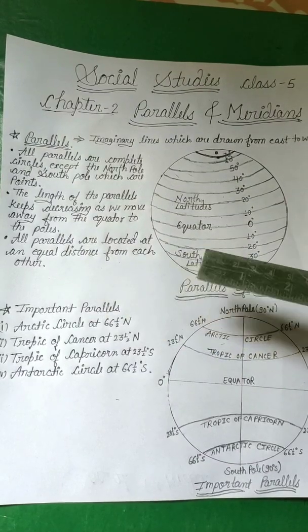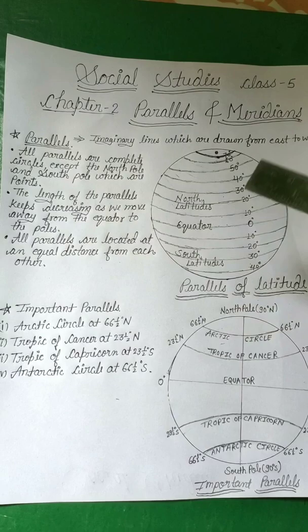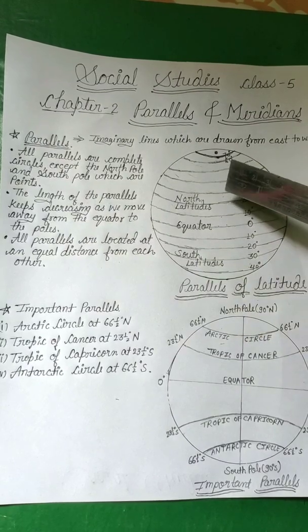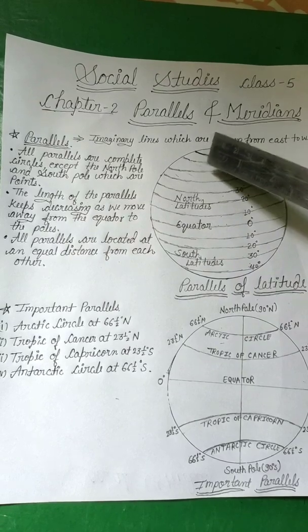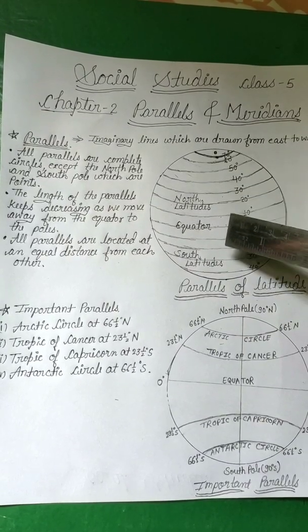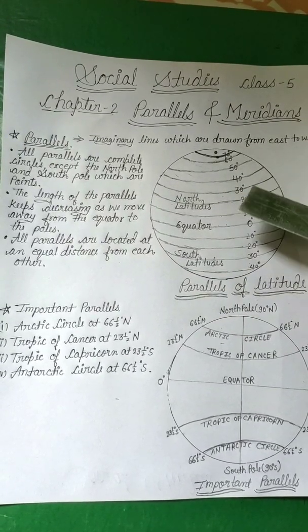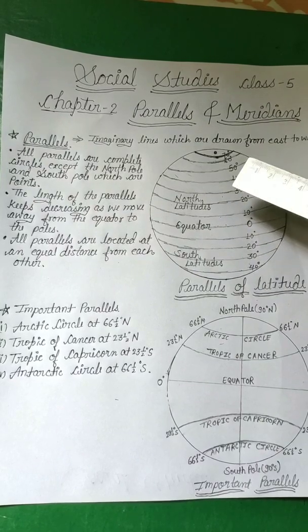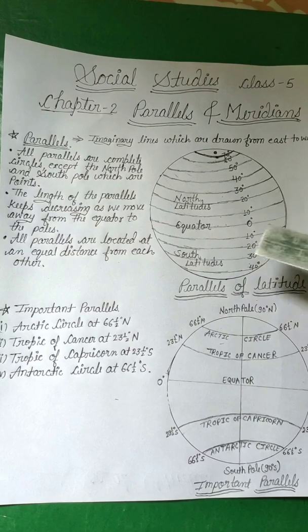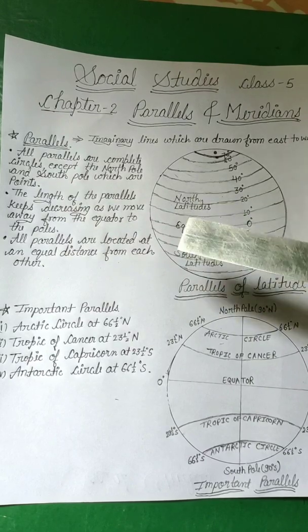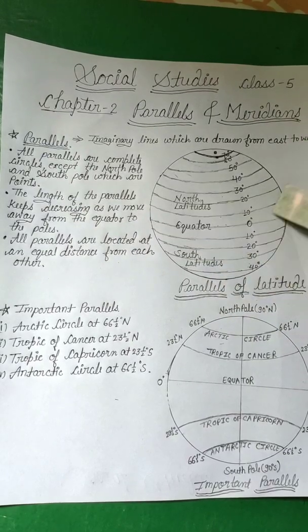All parallels are located at an equal distance from each other, and the distance between these parallels is equal. You can see here the distance between these parallels is equal, and also these lines neither touch nor cut any other parallel. And the equator is the parallel that passes through the center of the earth.